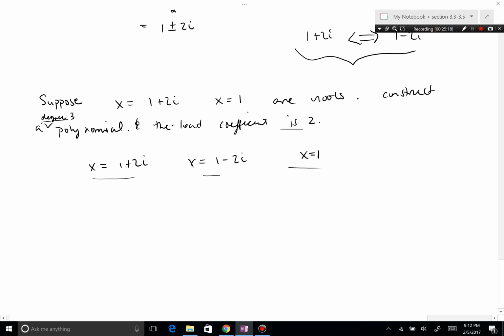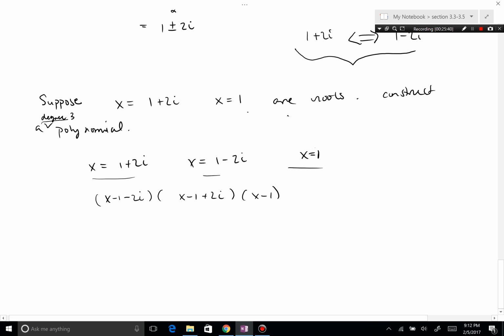And we'll talk about this coefficient at the end. Maybe I'll leave this out until the next example. Okay, what do I do? Well, if this is a root, imagine yourself subtracting these over. Remember, we're going to construct these. So x minus 1 minus 2i, x minus 1 plus 2i, and x minus 1 are all the things that need to be in here.